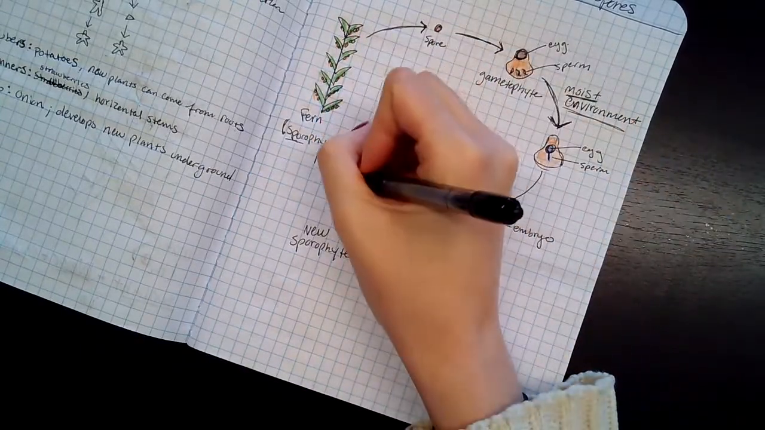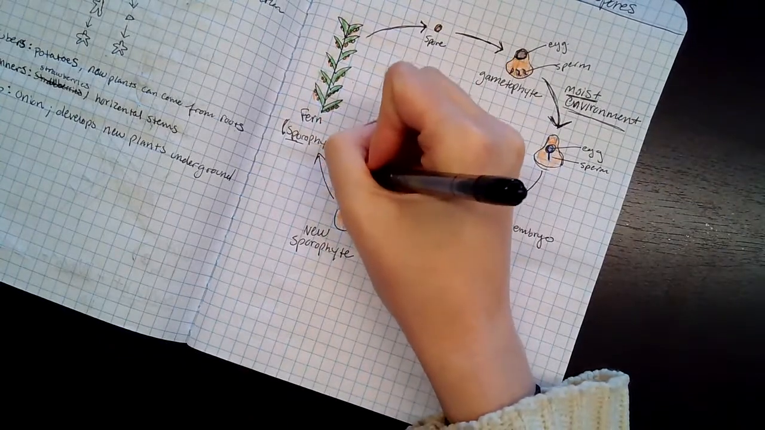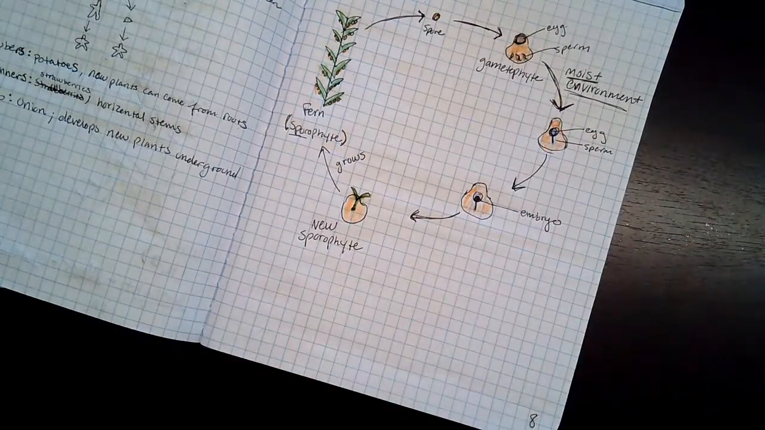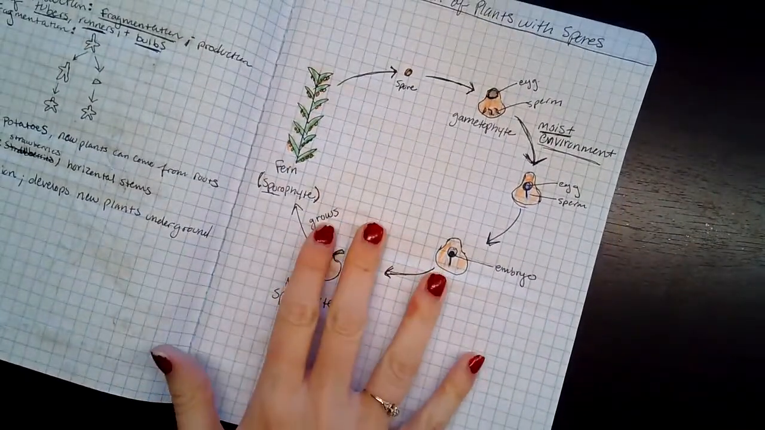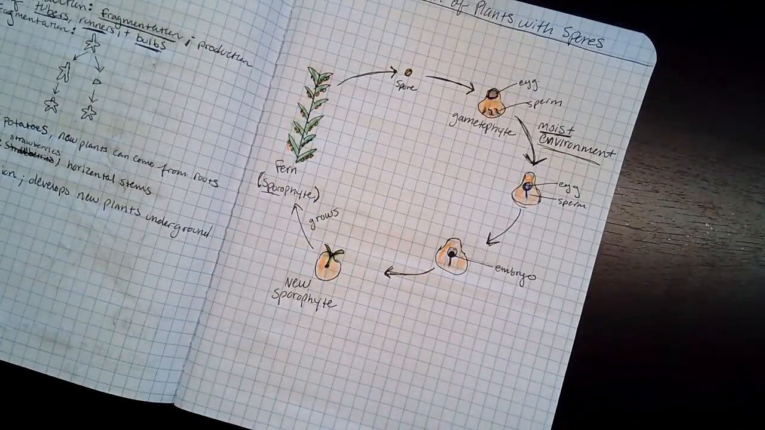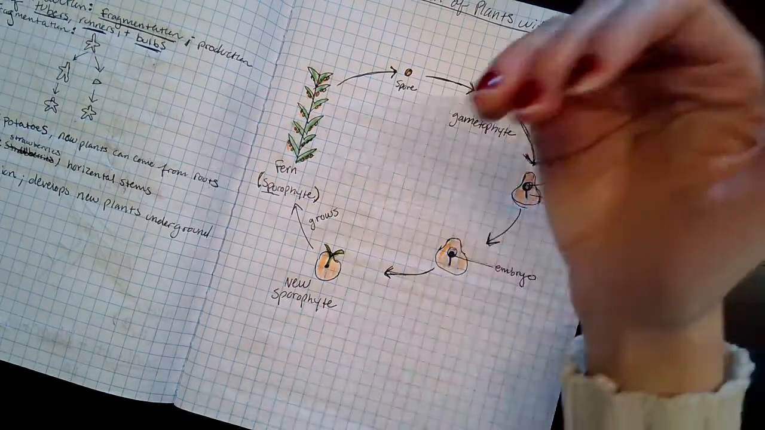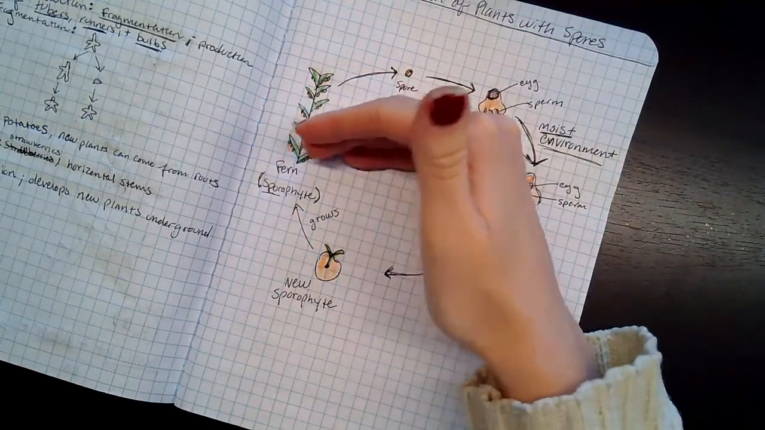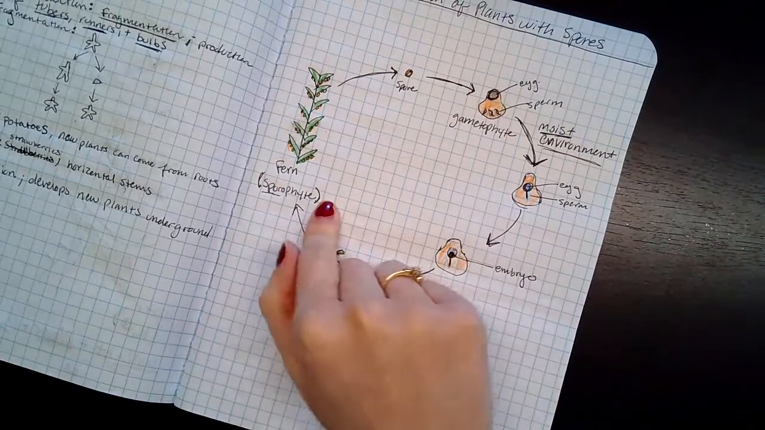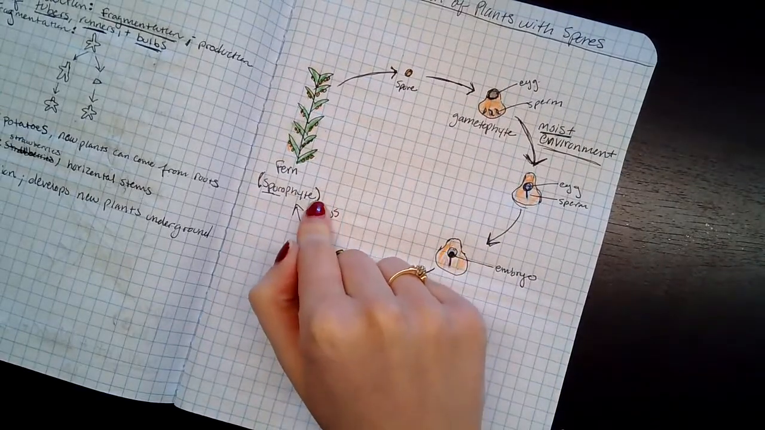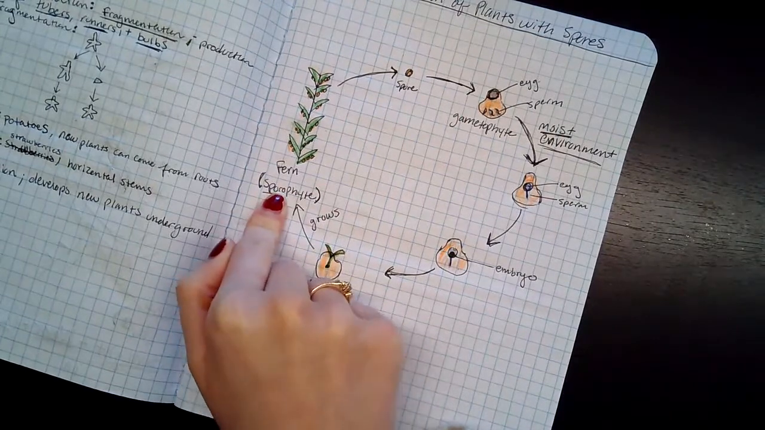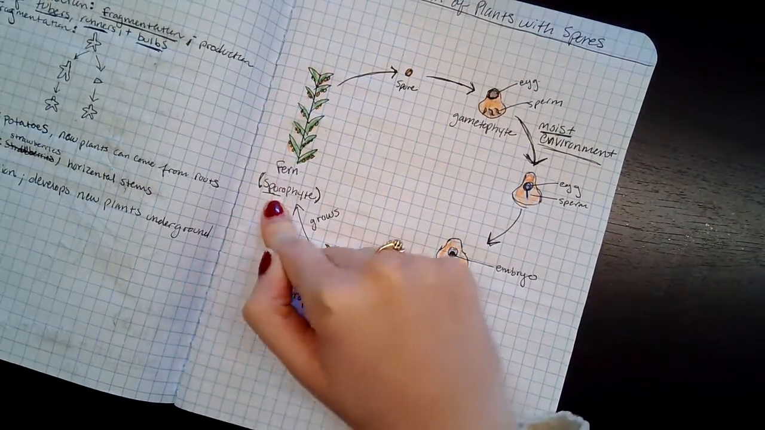So what happens from here to here? It grows, right? So this is a very complex process. So let's think about it and go through it one more time. We start with a fern. A fern is also called a sporophyte. Why is it called a sporophyte? Because it contains spores. So a fern is a sporophyte.